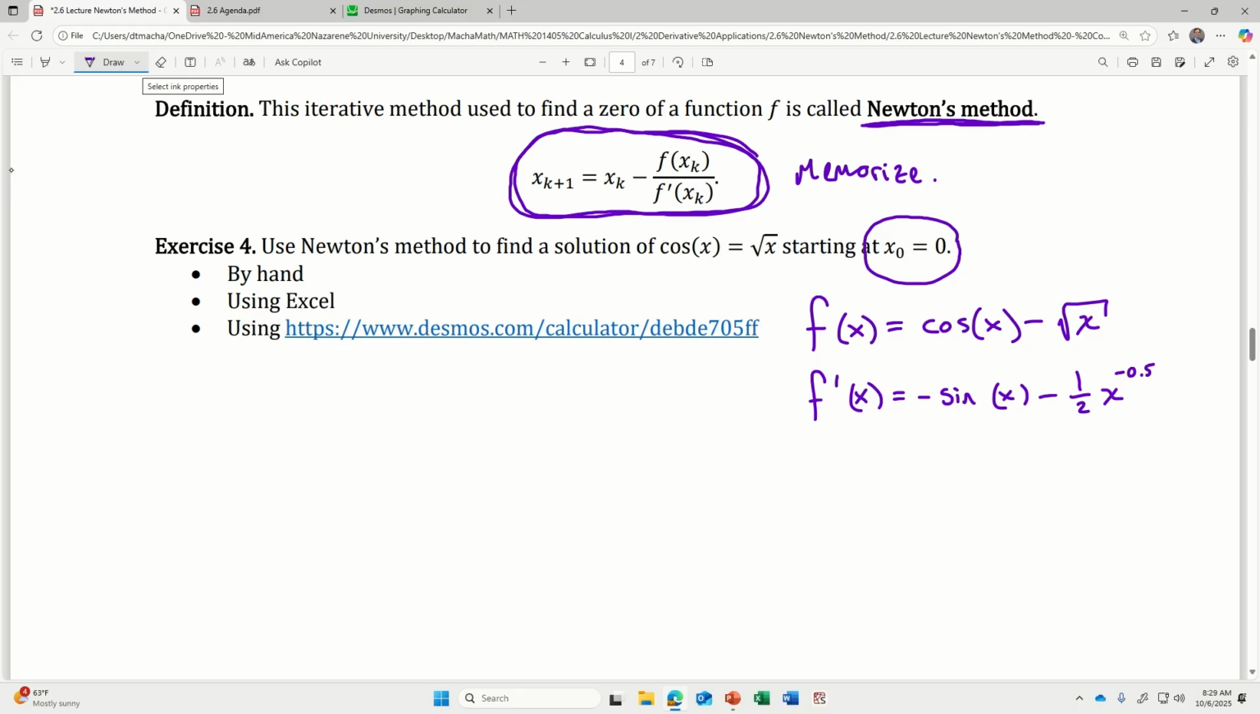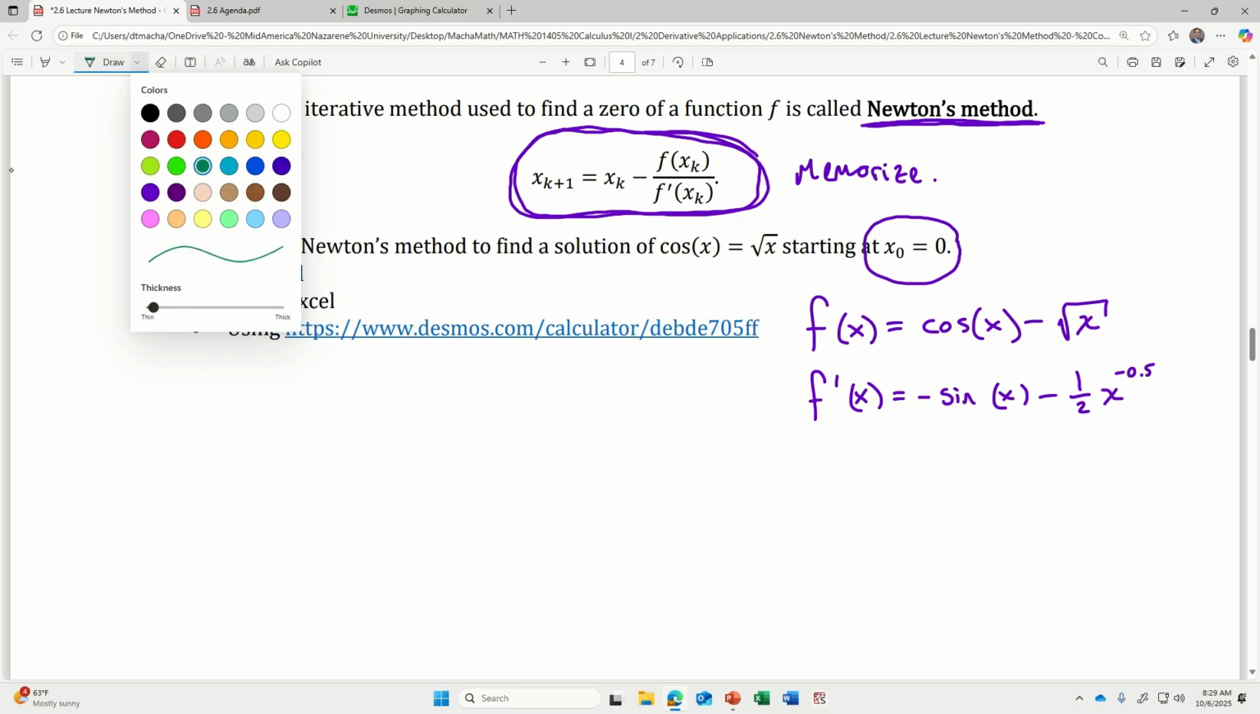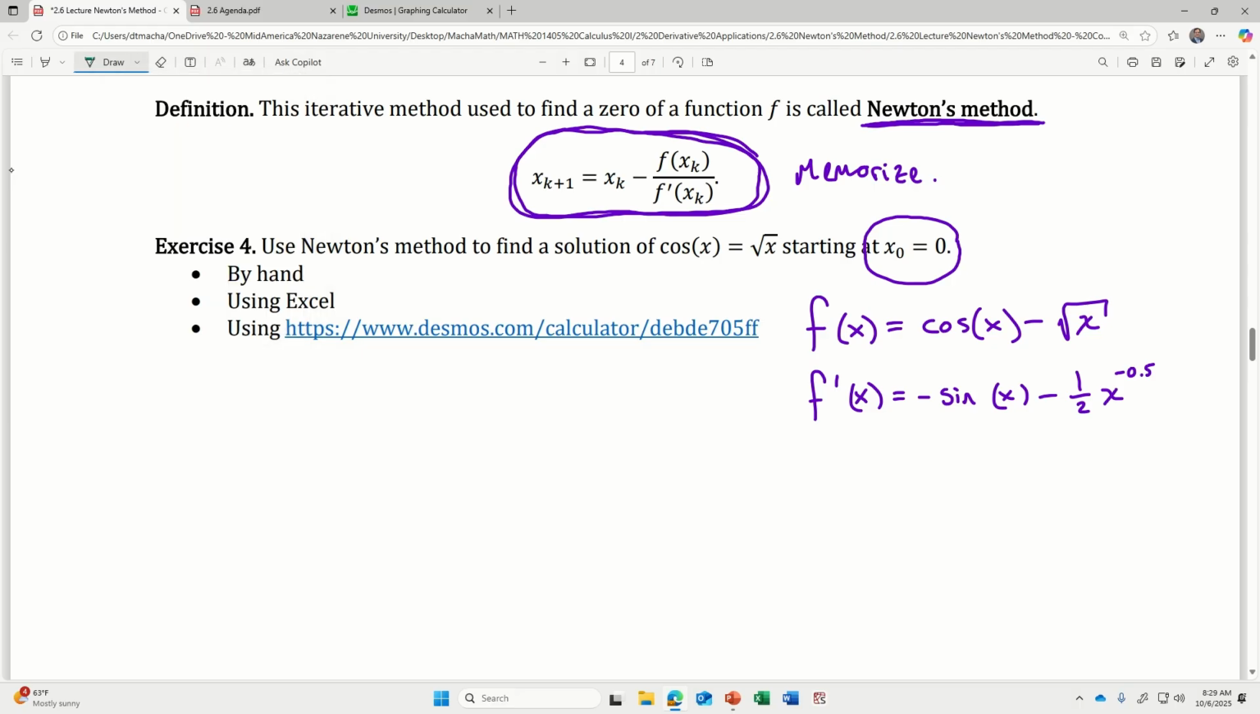And the first little bullet point says we're going to solve this by hand. So let's solve this by hand first. Obviously, on a test, you're not going to be able to use Excel. So we're going to have to solve it by hand. This might be the most important part. And to solve it by hand, we need to make a table.